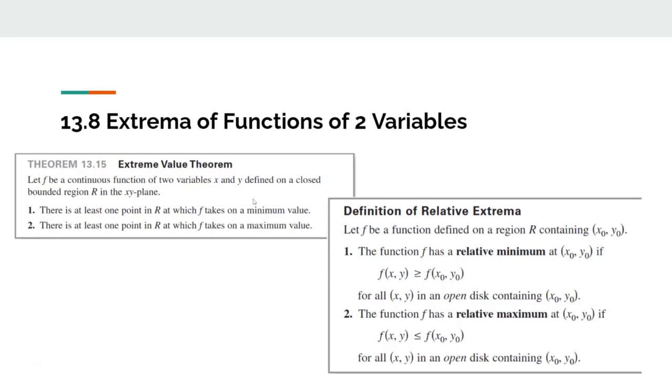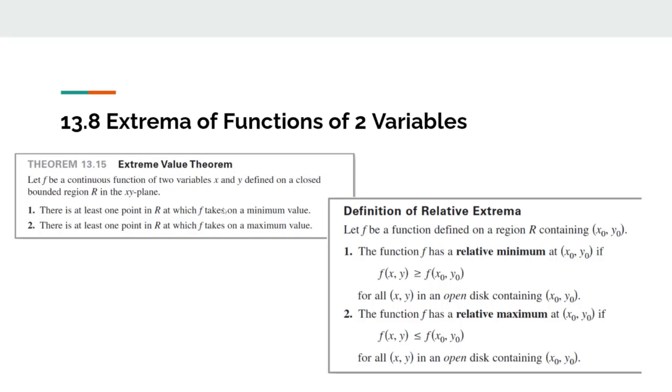Extrema of functions of two variables. So this is maxes and mins. Let f be continuous, defined on a closed bounded region in the xy plane. Then we're guaranteed to have a minimum value, and we're guaranteed to have a maximum value. This is taken for granted.